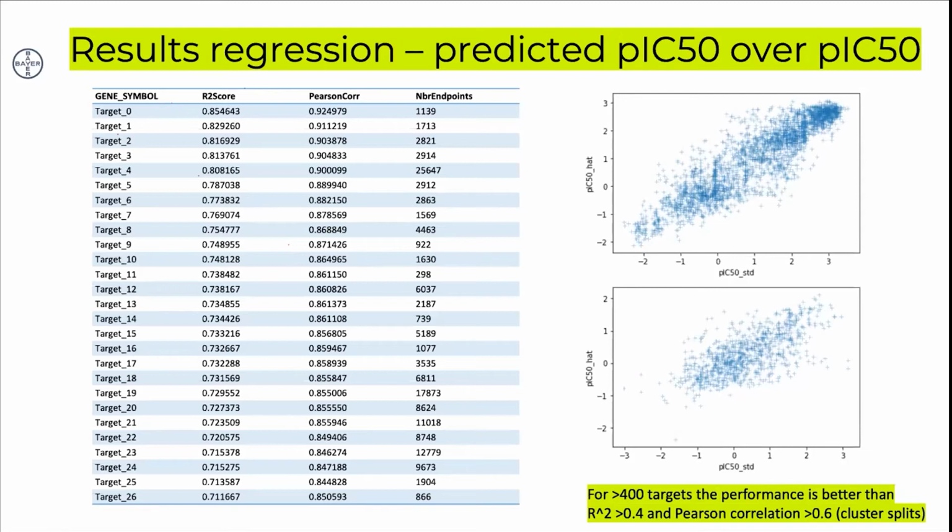To give you a flavor of what a Pearson correlation of 0.9 means, you can take a look at the right-hand upper panel. That is one of the best performing targets that we have models for. And a Pearson correlation of 0.6 or an R-square of 0.2, that is what you see in the lower panel. So those models are quite good in picking up the correlation in the data and also modeling the pIC50s.